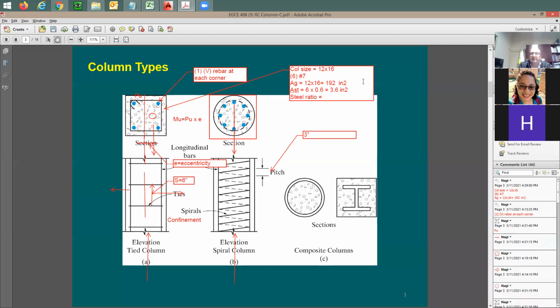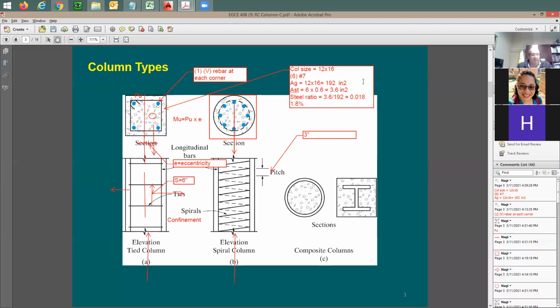It's going to be equal to AST divided by AG, excuse me. How much is this? 0.018. So I can say it's going to be 1.8% if you want to.